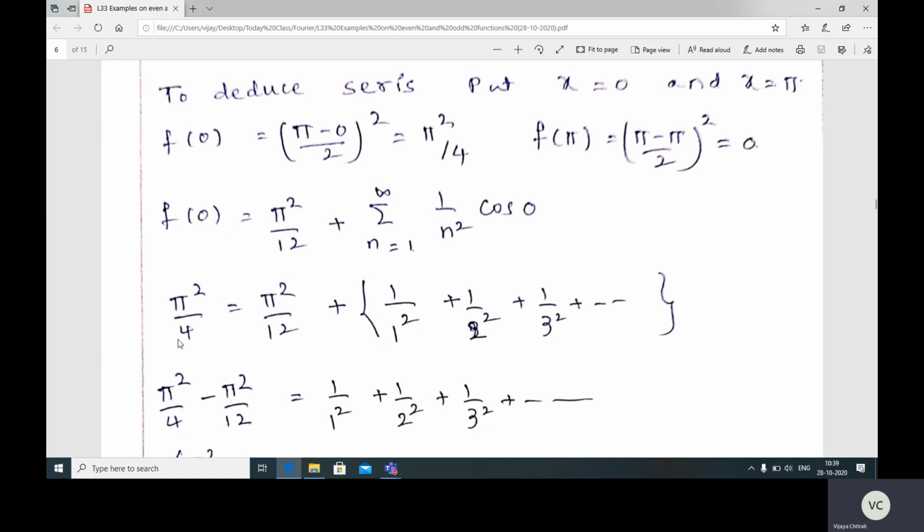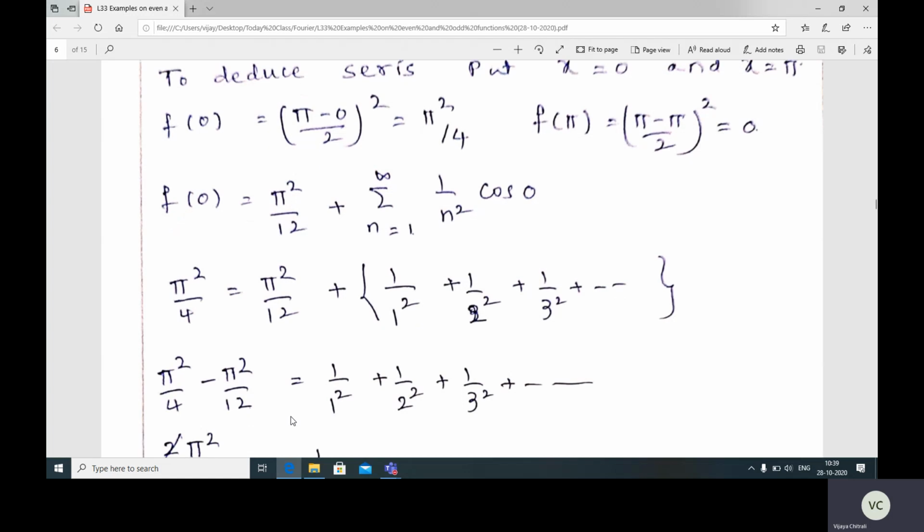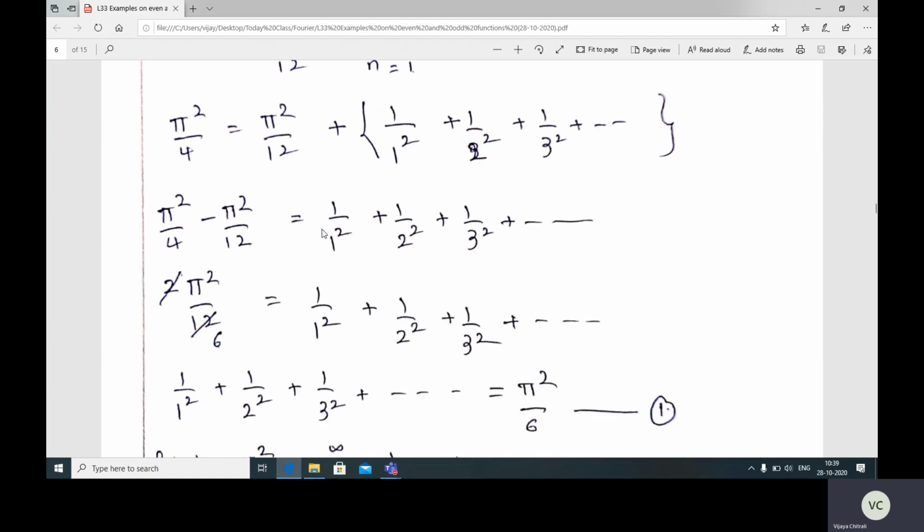Next step will be f of 0 is pi square by 4, which is equal to pi square by 12 plus, go on substituting 1, 2, 3 and so on, 1 by 1 square plus 1 upon 2 square plus 1 upon 3 square plus so on, right? Now take this pi square by 12 from RHS to LHS. So pi square by 4 minus pi square by 12 is equal to 1 by 1 square plus 1 by 2 square plus 1 by 3 square plus so on.